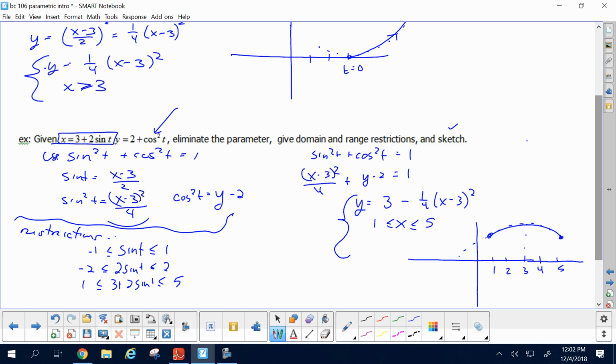Now you could also restrict the range, and it's good practice. What about cosine squared? Cosine squared must be between 0 and 1. Therefore, 2 plus cosine squared must be between 2 and 3. And therefore, y must be between 2 and 3. Now that actually I didn't need to add in because the x restriction is making that y restriction happen. It's going to be between 2 and 3 anyway. That said, you can definitely add it in. What's the two things I'm missing?